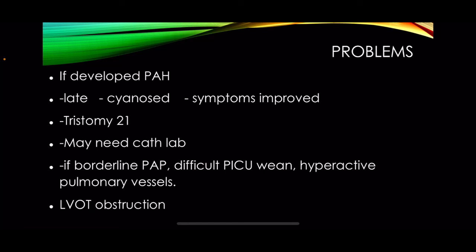If we have a pulmonary vascular resistance that is high, but it is responsive to oxygen and nitric oxide, in that case, that means this patient is amenable for repair, but we need to be cautious because this patient will have a hyperactive pulmonary vasculature, which can be very sensitive to any noxious stimuli or any sympathetic stimulation.